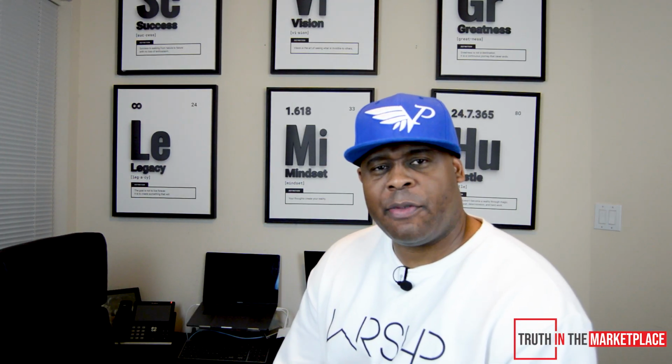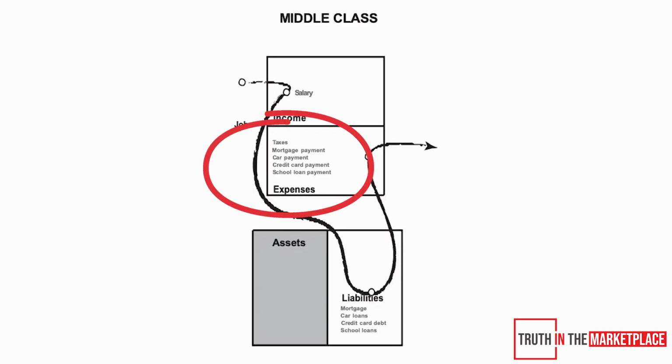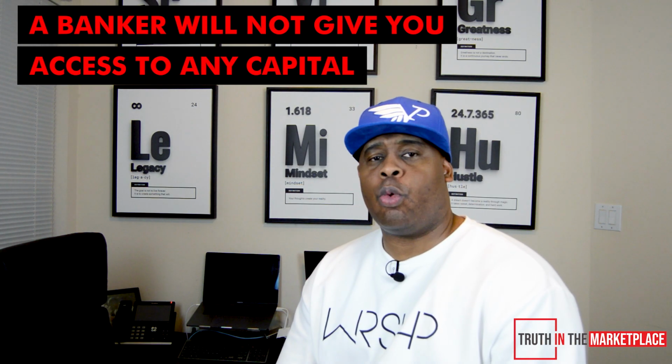Now let's look at the middle class type of income statement and balance sheet. If you look at this, you have a job which generates an income in the form of a salary. Then you have the expenses, which are taxes, a mortgage payment, car payment, credit card payment, and school loan payment. Now, in this example, the expenses and the liabilities are essentially the exact same. So when the income comes in from the job, it loops down to the liabilities, then loops back up to the expenses, and the income goes right back out. Also, as you can see on the balance sheet side, there's no interaction with the asset section at all, just a liability section. And if the salary is taken away, the liabilities and the expenses, which are essentially the exact same, still remain. With this type of income statement and balance sheet, a banker will not give you access to any capital.